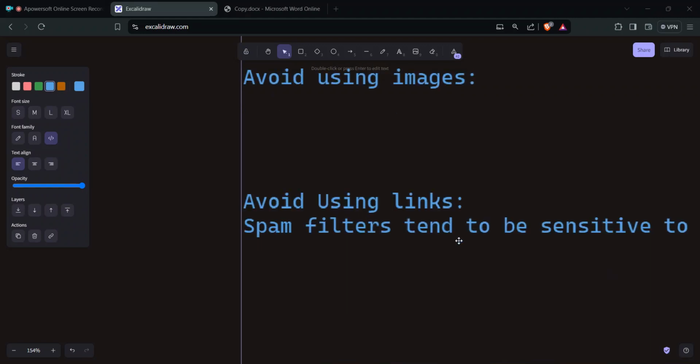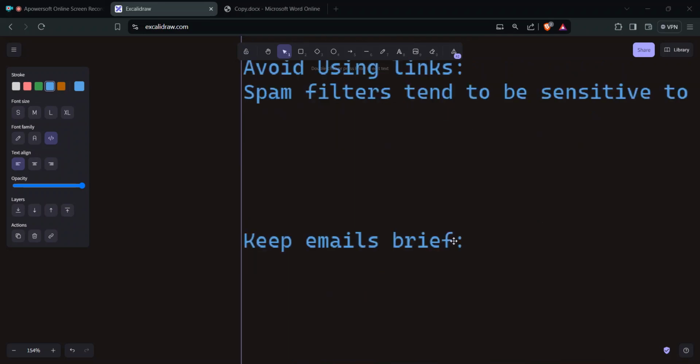The second thing I've noted here is avoid using links. Spam filters nowadays are very sensitive, and they will pick any link in your cold email message and will likely flag it. So you may want to avoid using links in your copy.